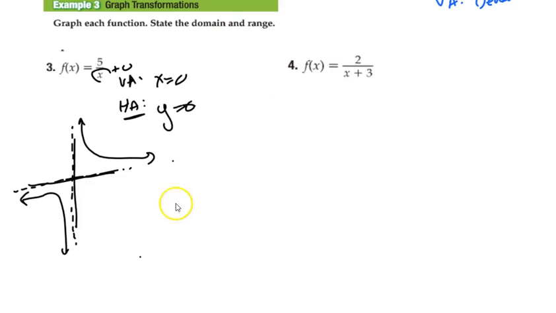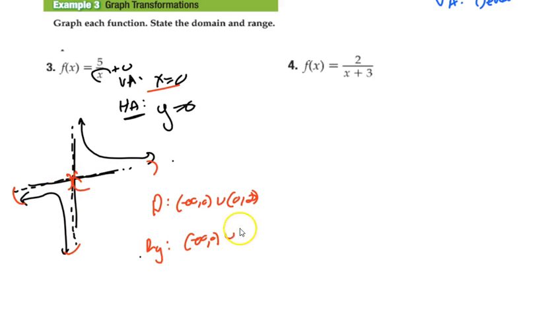Same, oh, I didn't do domain. Domain, right, so I'll cut it right here. So it goes negative infinity to 0, because I can't do anything there, union 0 to infinity. And again, domain is always going to be cut by the vertical asymptote, because the vertical asymptote is x equals. You're always going to be broken up by that. And likewise, the range is the y, so it gets broken up by the horizontal asymptote. Negative infinity to 0, union 0 to infinity.